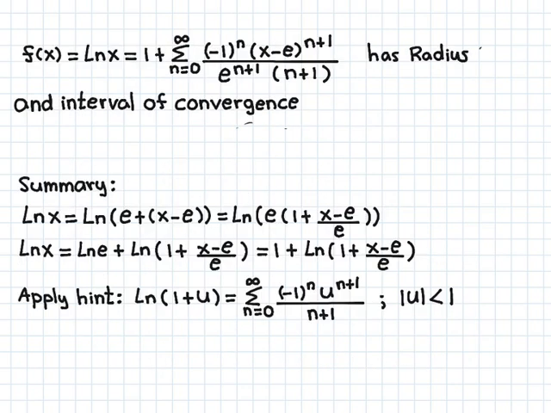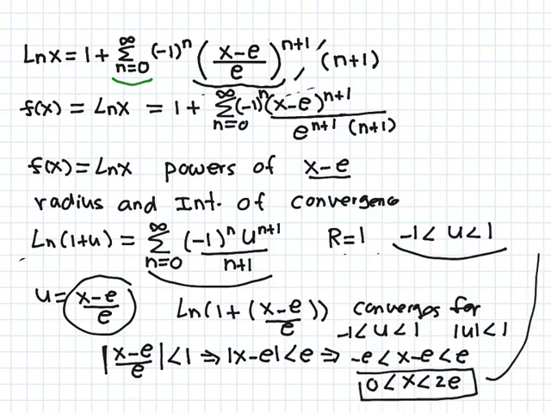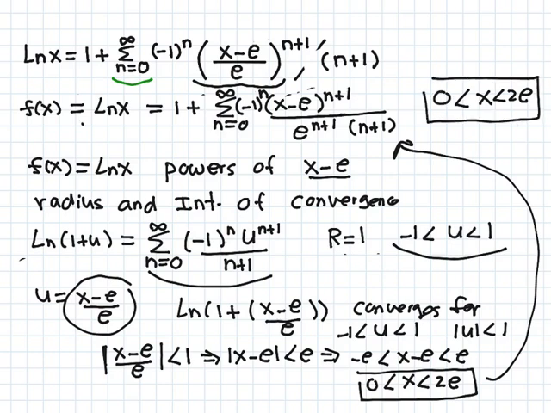Now, if we simplify this, we're going to get the interval of convergence for this function. Add e to both sides, we get 2e on the right-hand side, and 0 on the left-hand side. This is the interval of convergence for this function here. x is less than 2e, larger than 0. So this is the interval of convergence for the function log x in powers of x minus e. What is the radius of convergence? The radius of convergence, r, is equal to e.